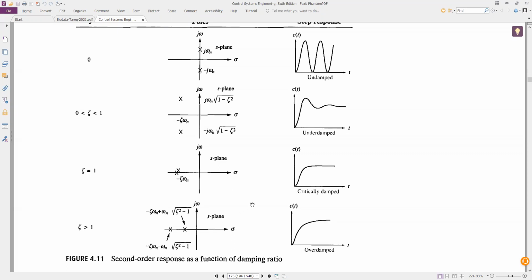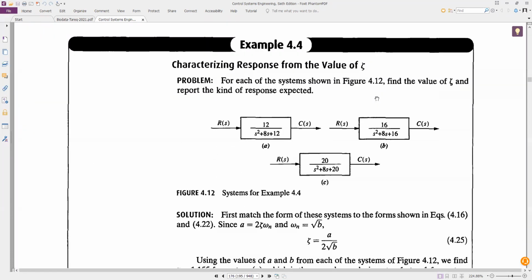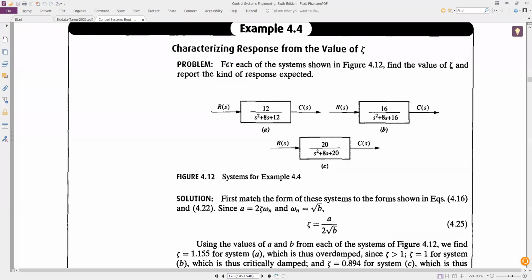Okay, sir. Now in the next question, you will have to find out the value of zeta and determine the curve. What would be the curve type? And you have to draw it. Now that's example 4.4, characterizing response from the value of zeta. For each of the systems shown in the figure, find the value of zeta and report the kind of response expected. So you have to find the value of zeta and the output response type.